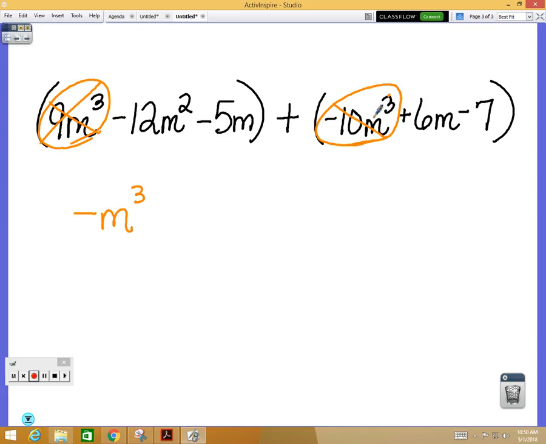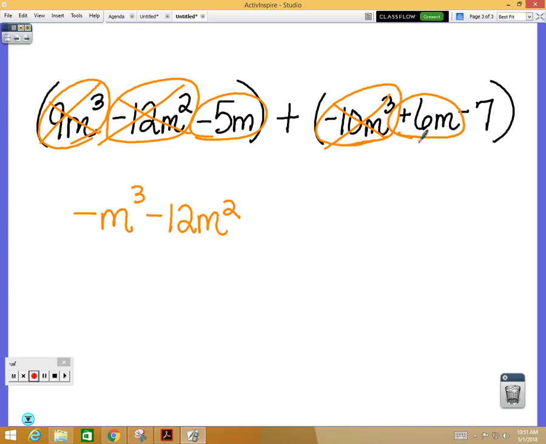Then I'm looking, is there an m to the second? Not over there, but over here there is. And it's a -12 m to the second power. So that one's done. Then I'm looking for just m's, m to the first power. Both of them have an m. And -5 plus 6 is +1. Now I don't really want to write +1, I just want to write a plus m. And then lastly, this -7 over here, nothing to combine with it, so I'm done.